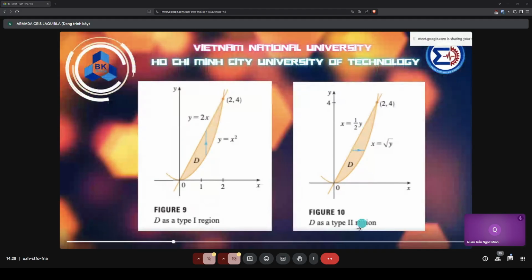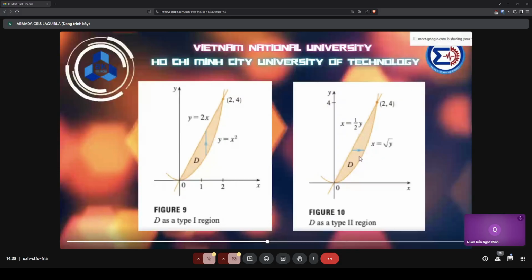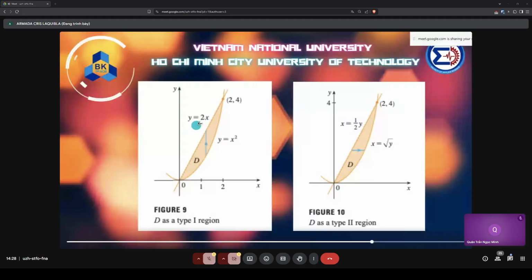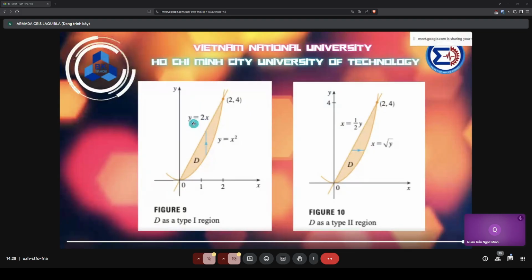Look at here, class. The type 2 is going to the right. So if it's going to the right, class, you have to solve for x here. Here you solved for y. Now you solve for x. Here, if you solve for x, divide both sides by 2. So you have there x is equal to 1/2 y. It's the same as y is equal to 2x.